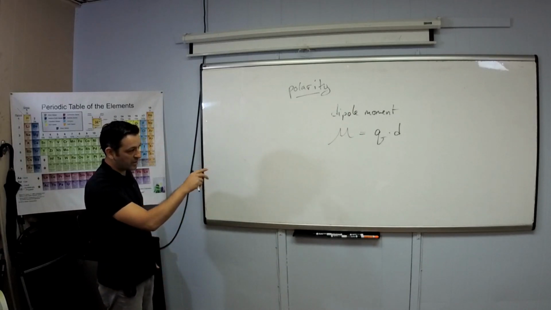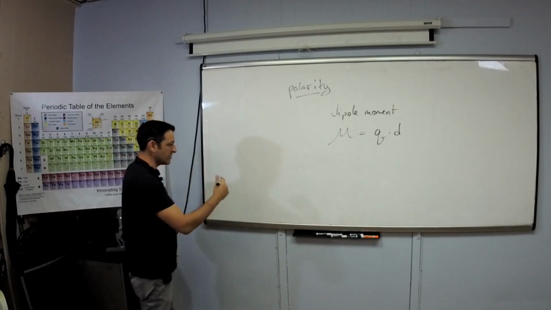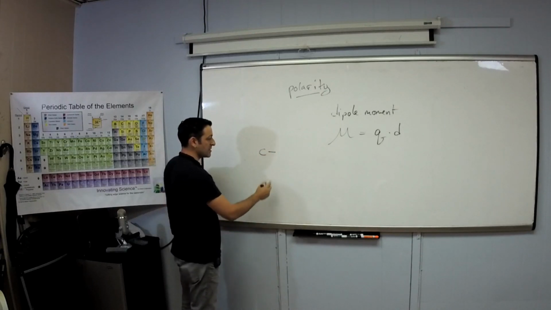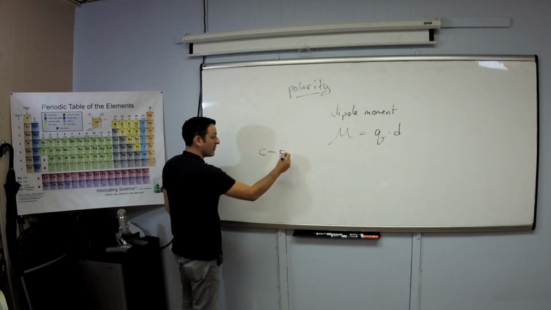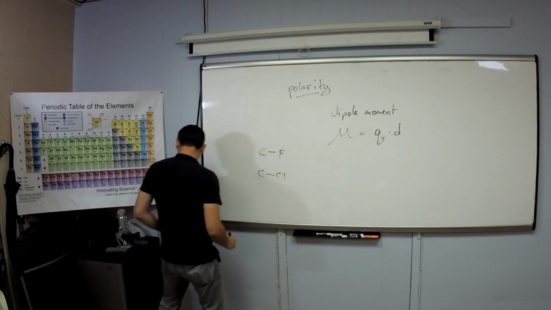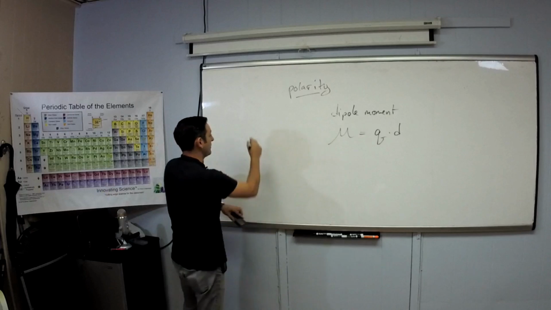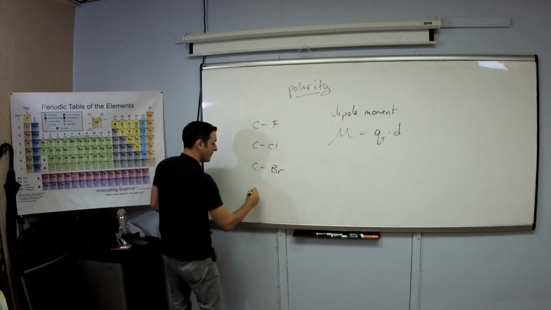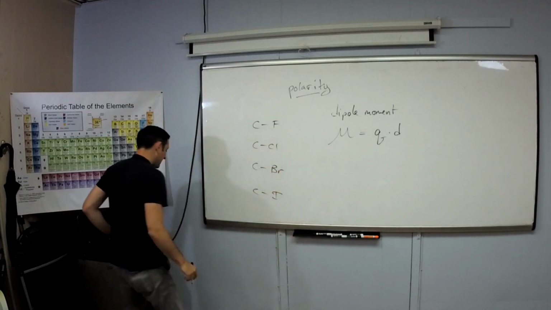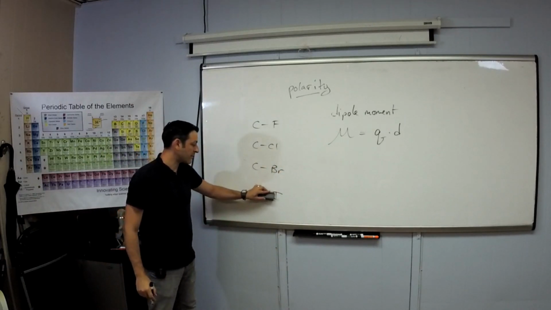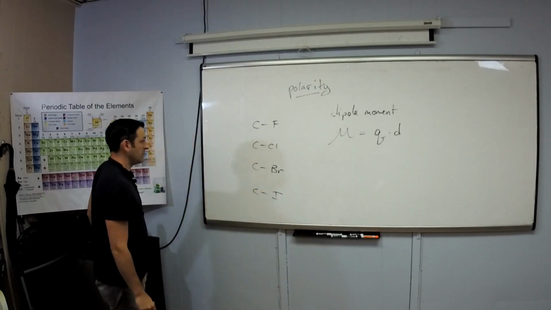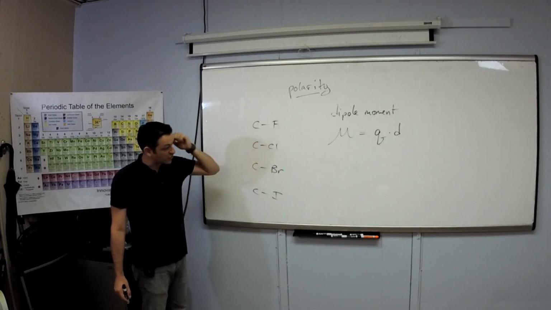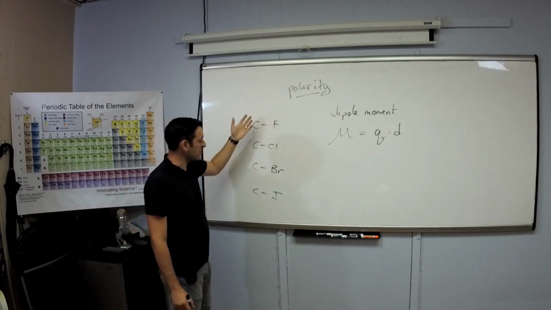So before we actually show how to use these vectors and do some vector addition, let's look at a couple of bonds. Carbon to fluorine, carbon to chlorine, carbon to bromine, and carbon to iodine. Which of these is most polar? You would probably guess the first one, right? It's got the biggest difference of electronegativity. And it does have the biggest difference of electronegativity.